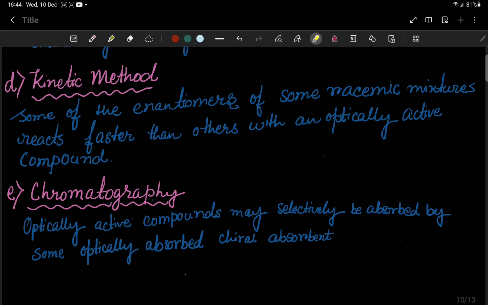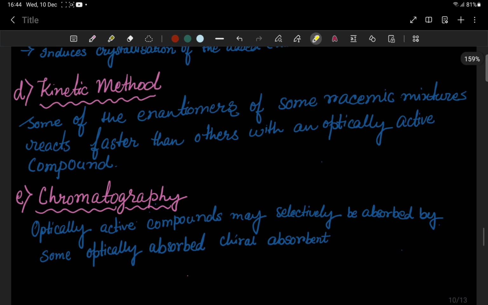With this, what can we do? With an optically active compound, if one enantiomer reacts faster, then we can just inhibit the reaction and get our desired enantiomer. And lastly, chromatography: optically active compounds may be selectively absorbed by some chiral adsorbent.